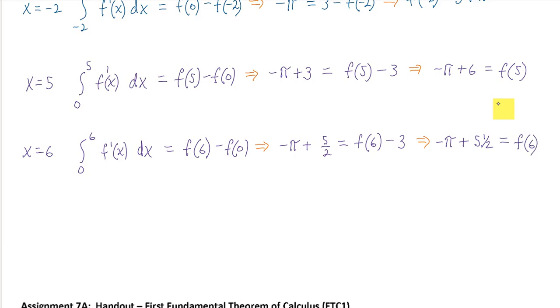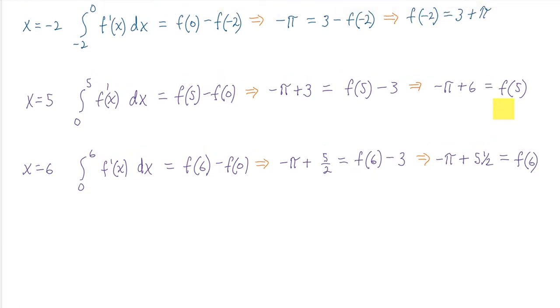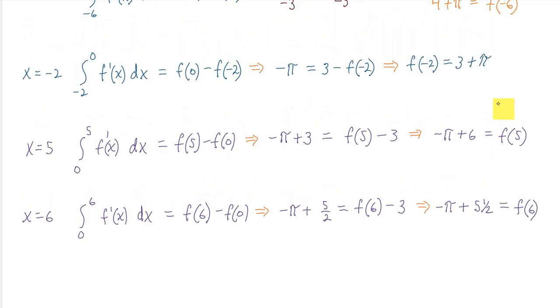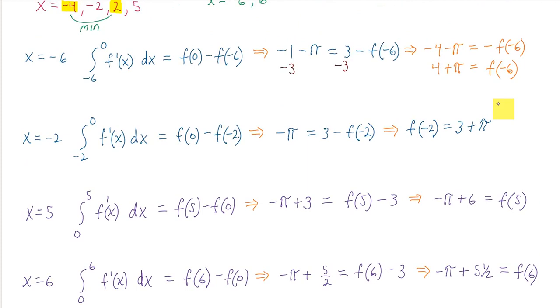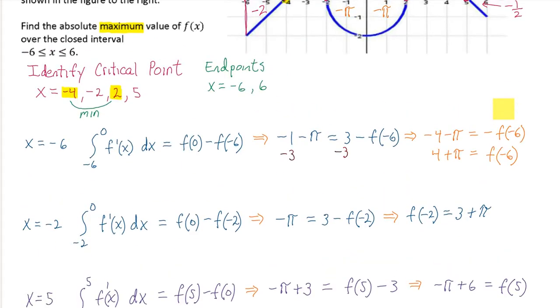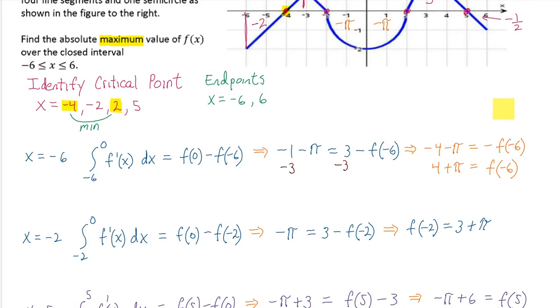All right. We need the absolute max. So negative pi, that's, again, pi is roughly 3, so negative 3 plus 5.5 is about 2.5. Negative pi plus 6 is going to be about 3. And then we've got 3 plus pi, which is even bigger, about 6. And then we've got 4 plus pi, which is a little bigger than 3 plus pi. So it looks like our absolute max is right here.